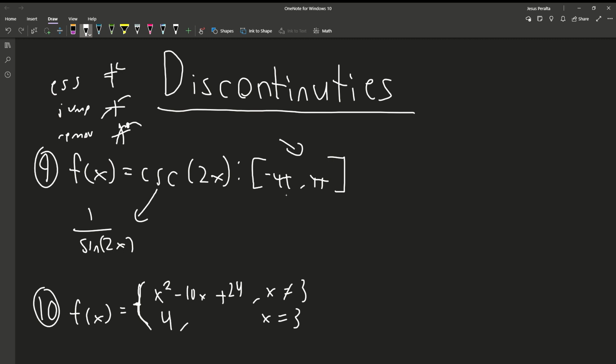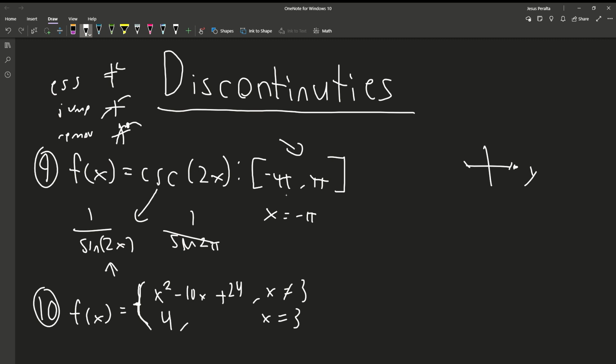So when does the bottom equal 0? If we remember the unit circle, sine is y. So y is 0 right here and right here. So if we put in negative pi, because that's the interval that we're using, you're going to get sine of 2 pi on the bottom over 1. And sine of 2 pi is right here, and that's 0. So then there would be one at negative pi.